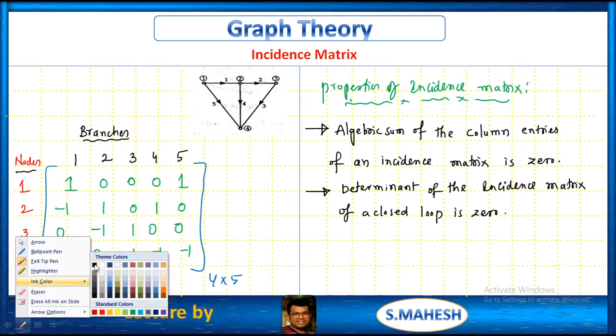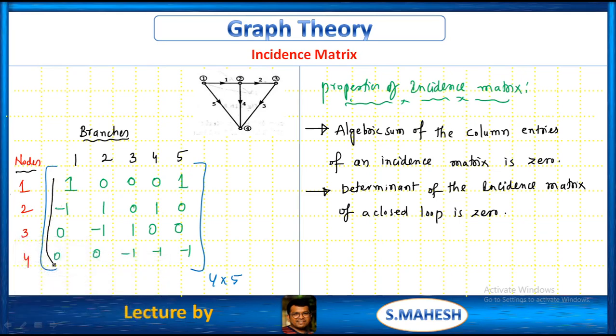Where are the column entries? These are the column entries. See, 1, minus 1, 0. Like that, see, we have 0, 1, minus 1, 0. The summation of this column entry should be equal to 0. That is the first point. Like that, the determinant of the incidence matrix of a closed loop is equal to 0. This is a 4 by 5 matrix. If you do the mathematical analysis, we will get the determinant of this matrix should be equal to 0. That's it. This is about the incidence matrix.